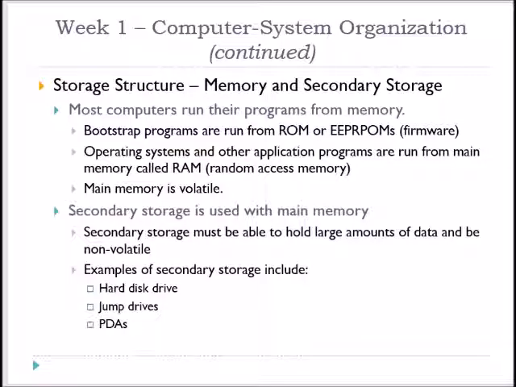So operating systems and other application programs are run from main memory called RAM, or random access memory, and that's volatile. Like we said before, volatile memory is memory that goes away when the computer's shut off. So anything that's loaded into RAM has to be loaded from someplace else. Usually that someplace else is secondary storage, and most of the time it's your disk drives. Secondary storage must be able to hold large amounts of data and be non-volatile, meaning when you turn it off it will not go away.